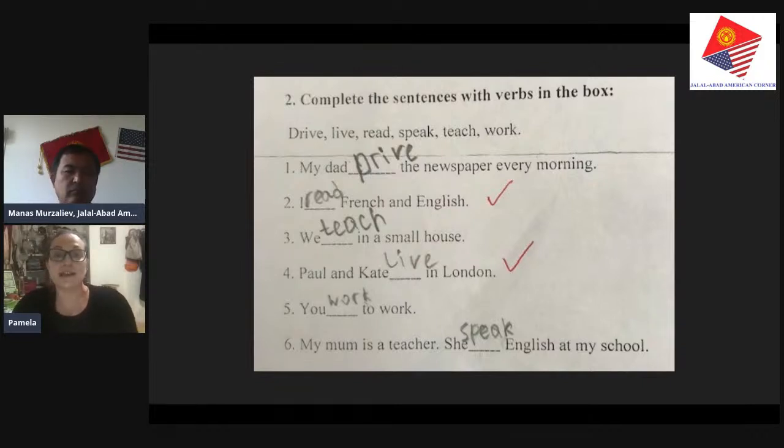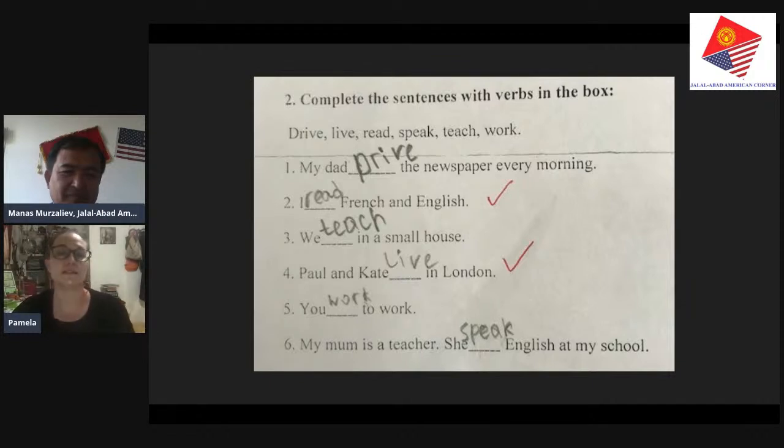So this is, again, another one that maybe they only got these points accidentally. It looks like maybe they didn't understand much at all. My dad drives the newspaper every morning. Okay. I read French and English. Yeah, that's technically correct, but I know the answer they were looking for was speak, because that's more common. Somebody would say, I speak French and English rather than I read. Usually it would be I read in French and English.